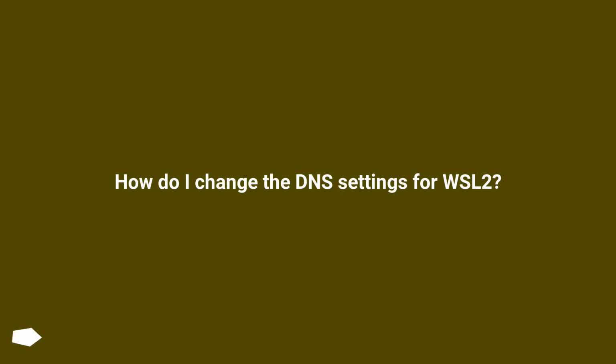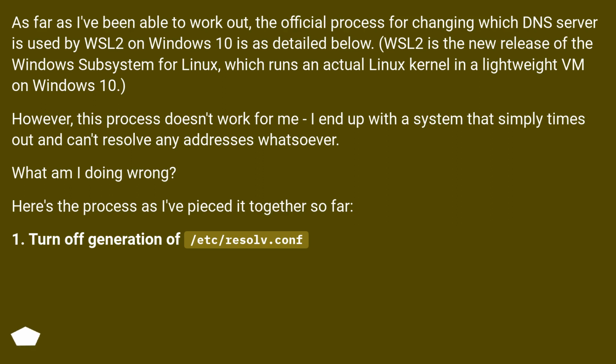How do I change the DNS settings for WSL2? As far as I've been able to work out, the official process for changing which DNS server is used by WSL2 on Windows 10 is as detailed below. WSL2 is the new release of the Windows Subsystem for Linux, which runs an actual Linux kernel in a lightweight VM on Windows 10. However, this process doesn't work for me. I end up with a system that simply times out and can't resolve any addresses whatsoever. What am I doing wrong?